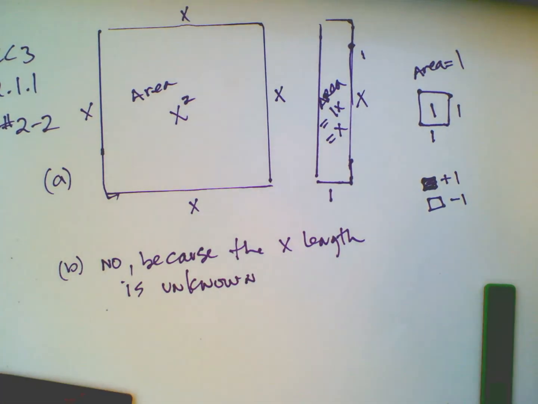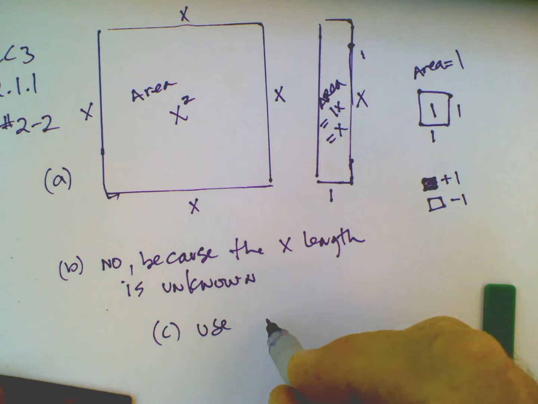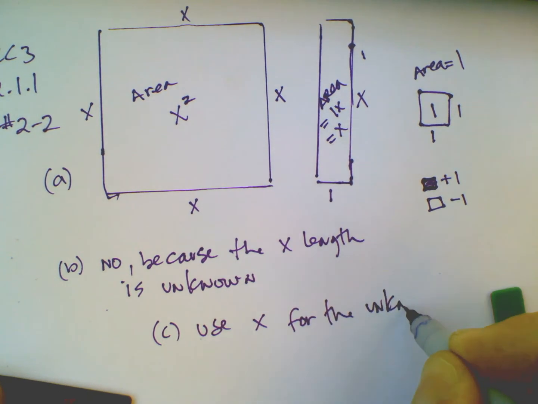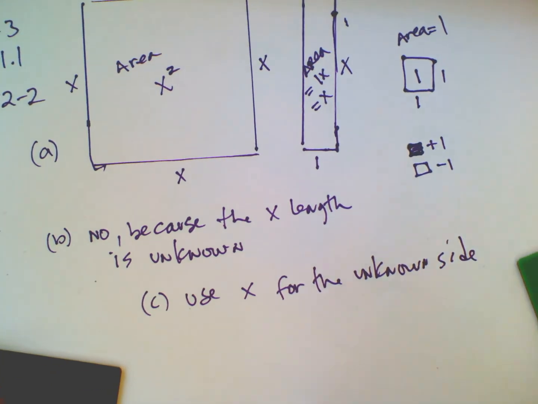C says, if you cannot use the unit tile to measure all the other lengths of the other tiles, how can you label them so that you can find their area? We already did that. How can you label them? We use x for the unknown side.